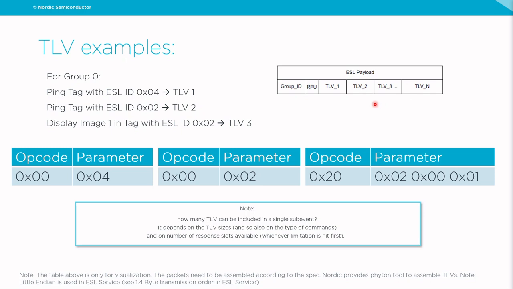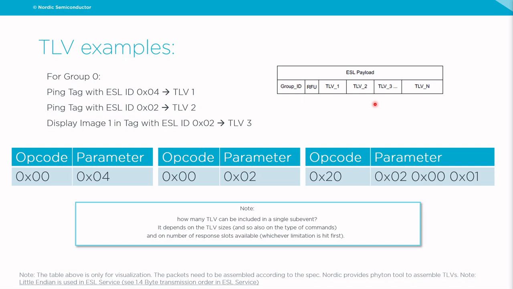If we wanted, we could have sent even more TLVs in this sync packet. So the question is, how many TLVs, how many commands can we include in general in one ESL payload? This depends on the TLV size. As you can see, some TLVs, for example the ping, are very short. Others are longer. And the maximum ESL payload is always 48 bytes. So if you have very long TLVs, of course you can send fewer TLVs at the same time, so fewer commands at the same time.